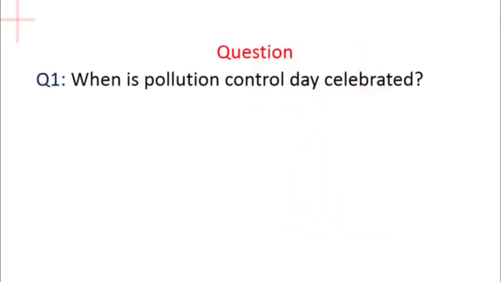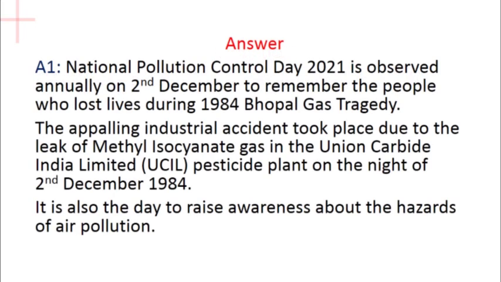Question 1. When is Pollution Control Day celebrated? National Pollution Control Day is celebrated annually on December 2nd. This is to remember the people who lost their lives during the 1984 Bhopal gas tragedy. The appalling industrial accident took place due to the leak of methyl isocyanate gas in the Union Carbide India Limited factory, a pesticide plant, on the night of December 2nd, 1984. It is also the day to raise awareness about the hazards of air pollution.